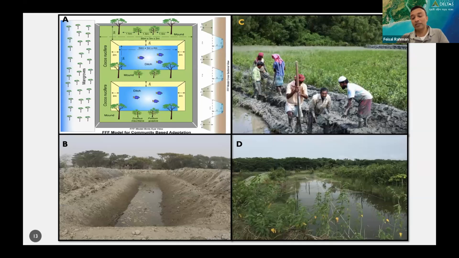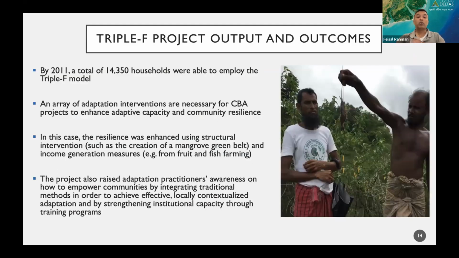Though in those areas, some of these projects were not operational beyond the project period. So what were the project outputs and outcomes? By 2011, the project, which ran from 2003 to 2013 as I mentioned earlier, had enabled a total of 14,400 households to employ the triple F model.